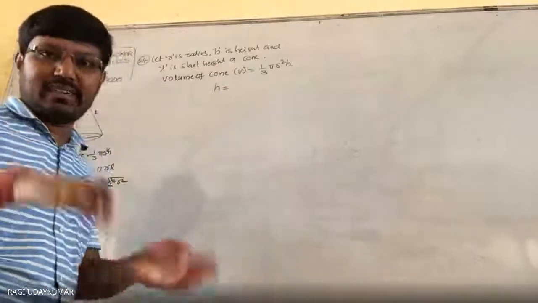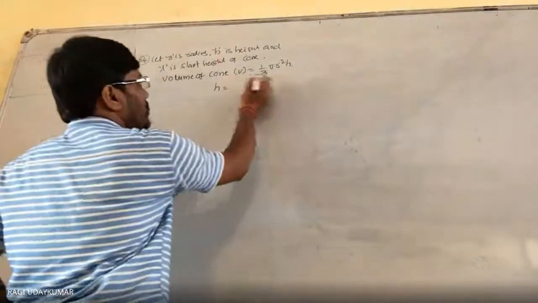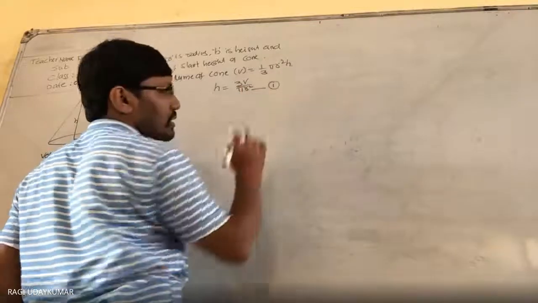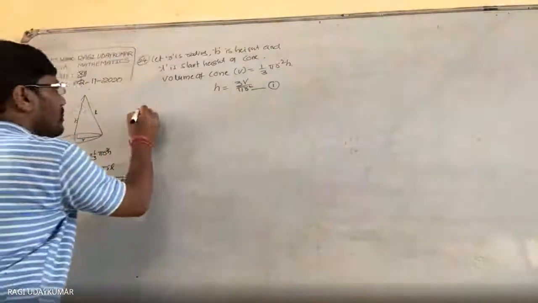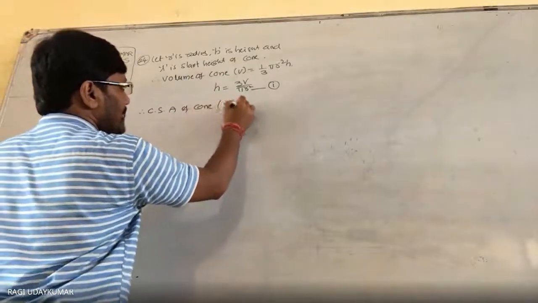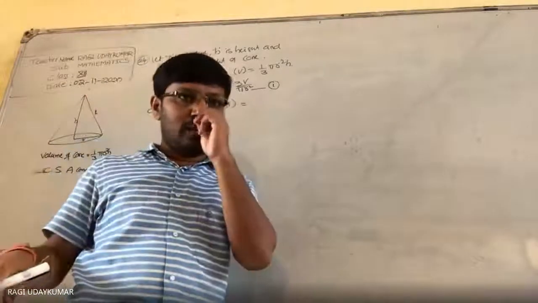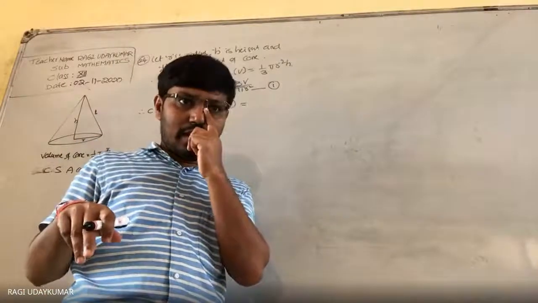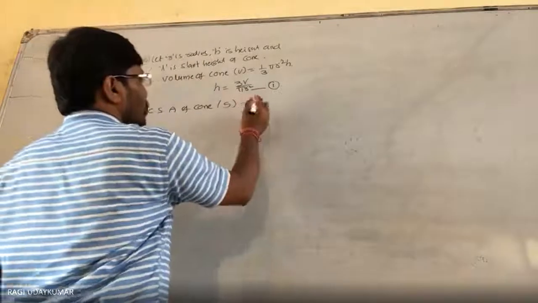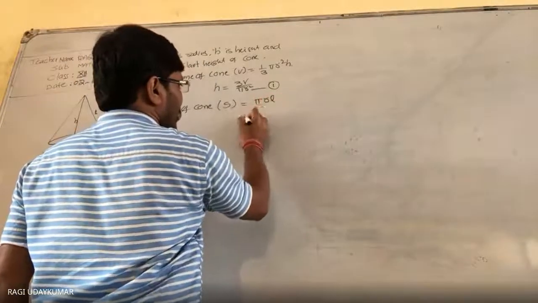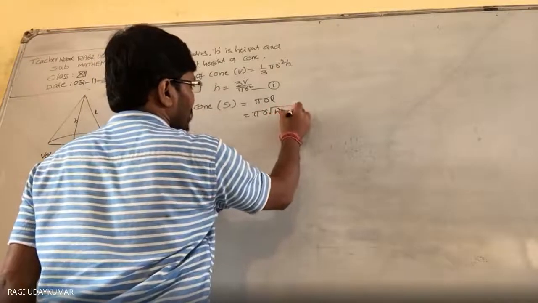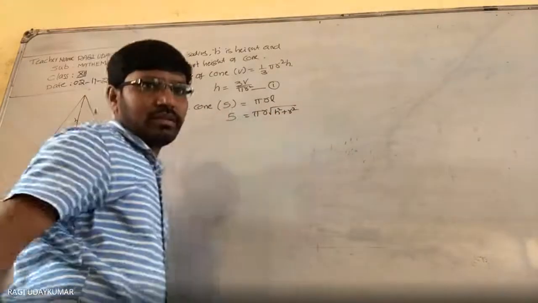V is constant, given. So h is equal to 3v by pi r square. This you have to substitute in the h. So, the curved surface area of the cone, this is S, which is to be minimized, what is given for the right circular cone. So S is equal to pi r l, so pi r under root of h square plus r square. This is S. S is given.